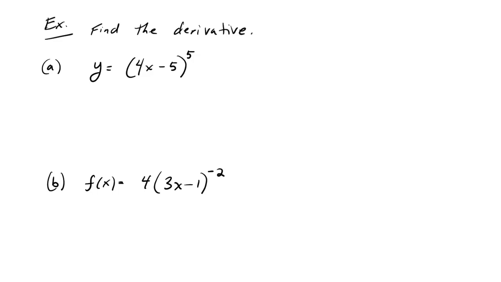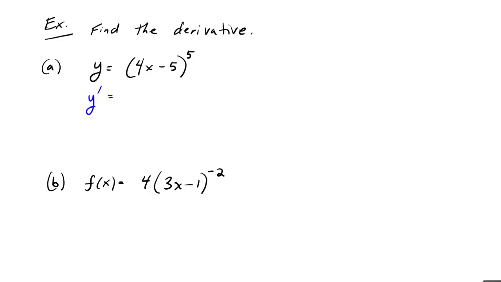So let's practice the chain rule with these examples here. We're just going to find the derivative in each case. If I want the derivative, I'll just call it y prime. What I have to do is notice the structure of this function. Again, it's like before. It's 4x minus 5, all raised to the 5th power.